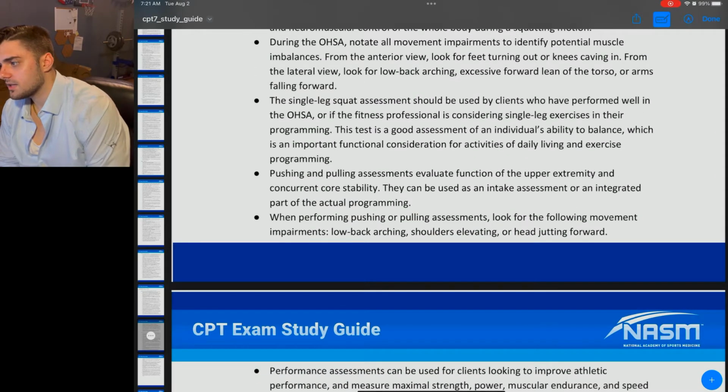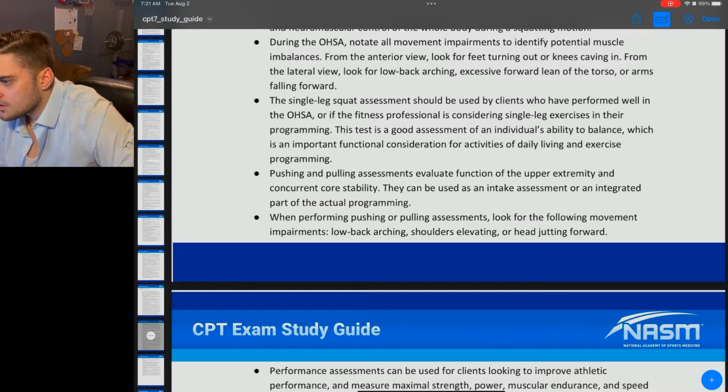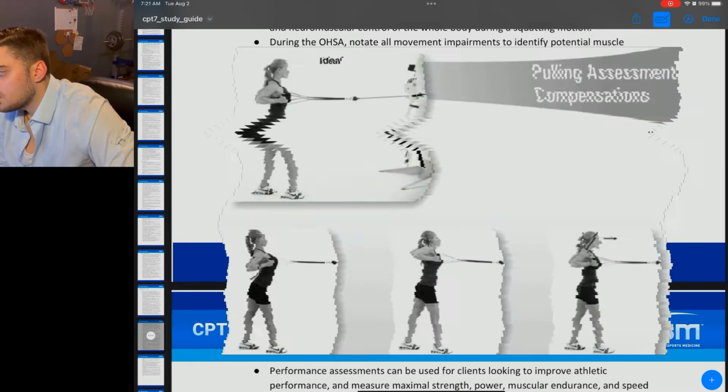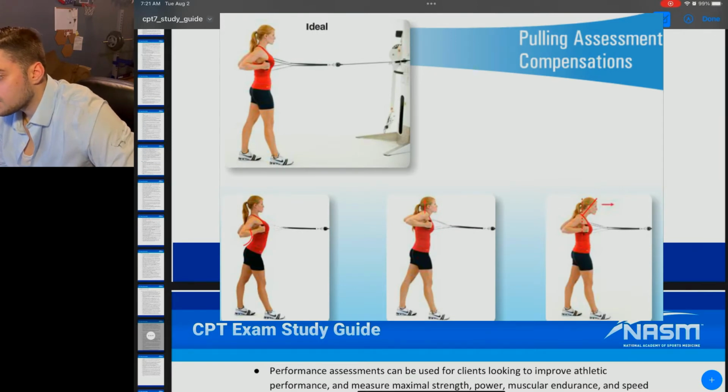Pushing and pulling assessments evaluate function of the upper extremities and concurrent core stability. They can be used as an intake assessment or an integrated part of the actual programming. When performing pushing and pulling assessments, look for the following movement impairments: low back arching, shoulders elevating, or head jutting forward.